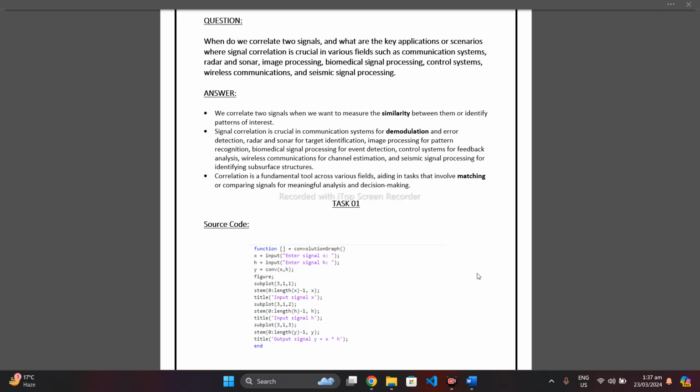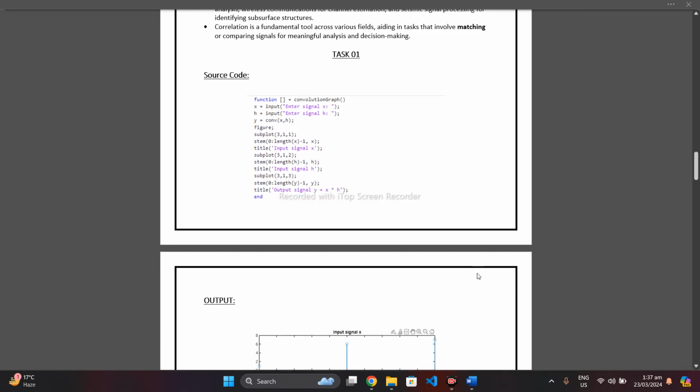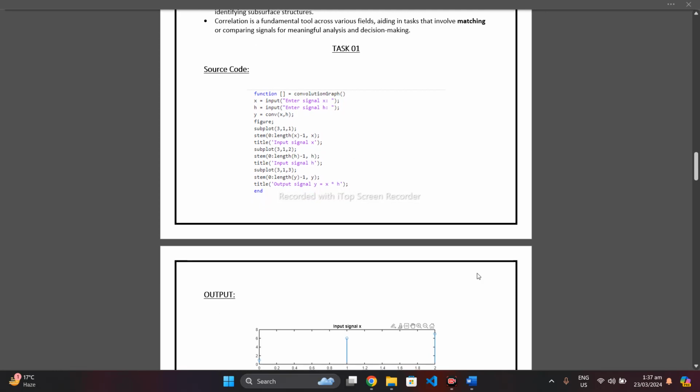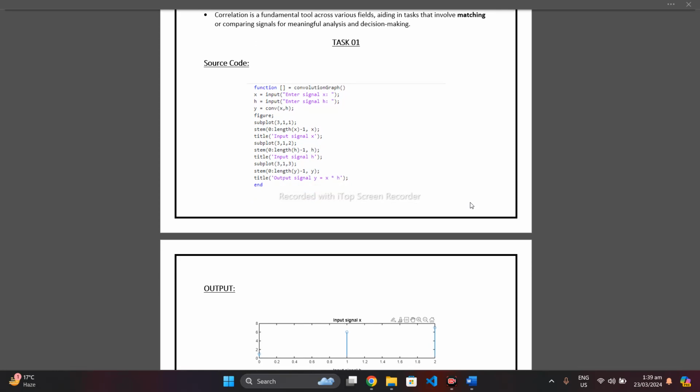Now we move toward task number 1. So here in task 1 we define a function that is convolution graph. Then we take a signal x from the user and also take a signal h from the user. Then we convolve both these signals x and h.